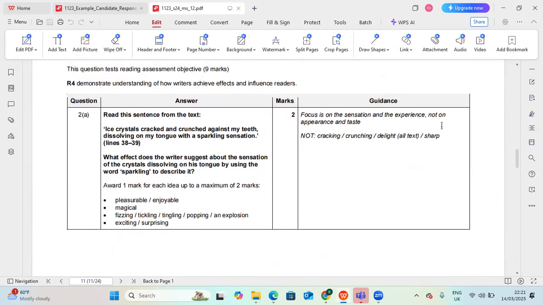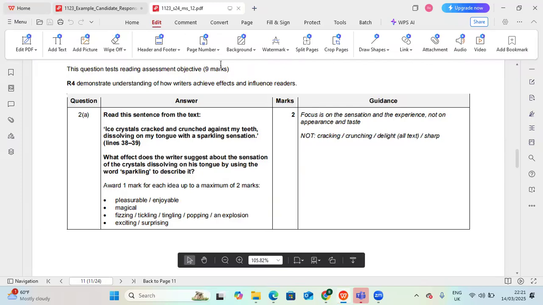Question two is based also on R4 skills, right? So it's right here. I'm so sorry. Yes.